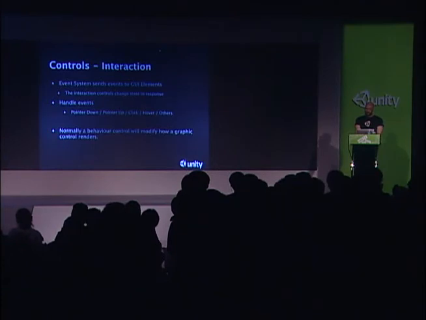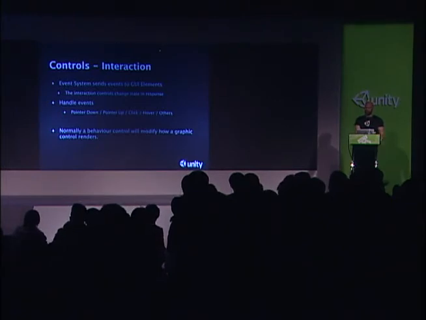Some events they handle are things like pointer down, pointer up, click, hover, drag, but I'm not going to cover them in a lot of detail right now. They're all documented in the APIs for when the software is released. So normally a behavior control will do something such as when you click a button, you may want an event to trigger, or you may just simply want to modify what the graphic looks like.